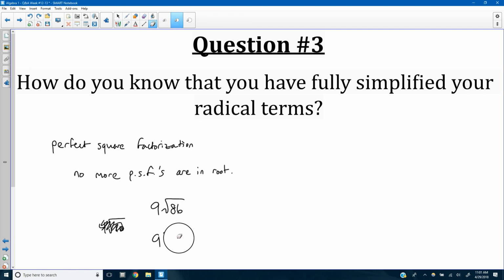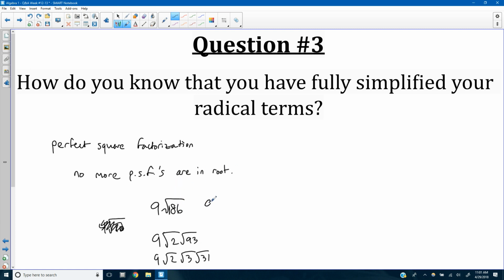Even square root of 186. You're like, well, surely there's something that can work there. Well, no, because that's 2 times 93, and 93 is 3 times 31. And those are prime numbers. None of them are pairs. So this doesn't even have perfect square factors in it. So if there are no more perfect square factors in the root, then you are fully simplified. You're done, taken care of.